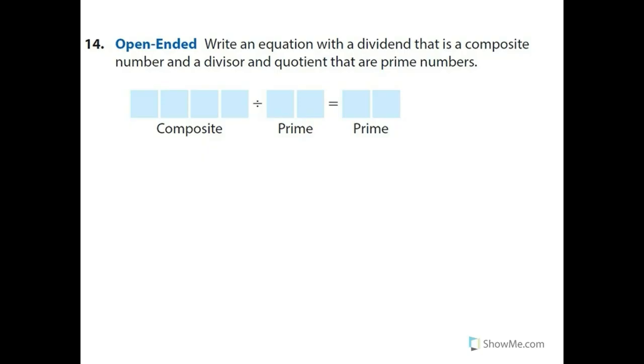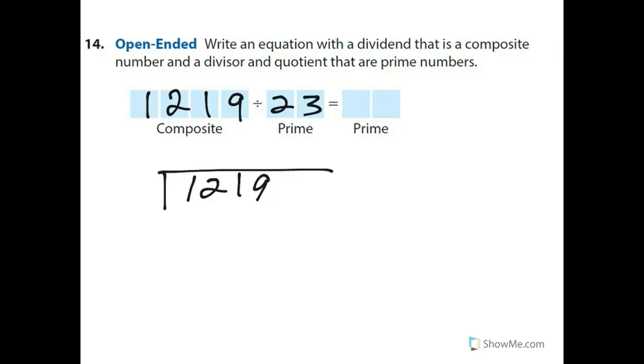So I'm going to give you the composite number of 1,219 and the prime number of 23. So you're going to take 1,219 and divide it by 23 to get the prime answer. Go ahead and do that and we'll go over it.